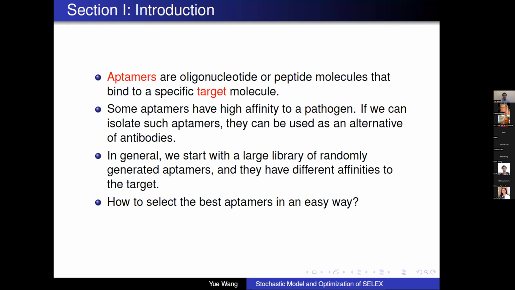First, aptamers are oligonucleotide or peptide molecules that bind to a specific target molecule. Some aptamers have high affinity to a pathogen. Then if we can isolate such aptamers, they can be used as an alternative of antibodies. In general, we start with a very large library of randomly generated aptamers, and they have different affinities to the target. And the goal is to select such aptamers with high affinities in an easy way.